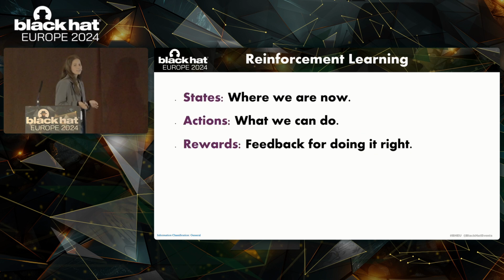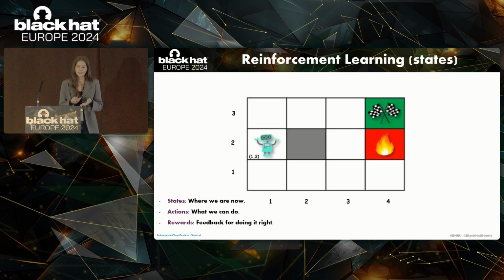So now that we understand the main idea behind RL, I would like to explain the three main components that it relies on, which are states, actions, and rewards. You can think about the state like where we are now, the actions as what we can do, and the rewards as the feedback for doing it right. So let's start with the states.